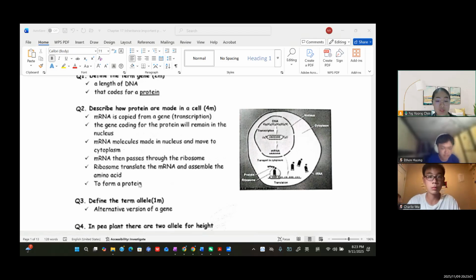So those are the keywords. The mRNA, the transcription, go to the nucleus, bind to the ribosomes. So ribosomes join the amino acids together, form the protein. So those are the keywords.